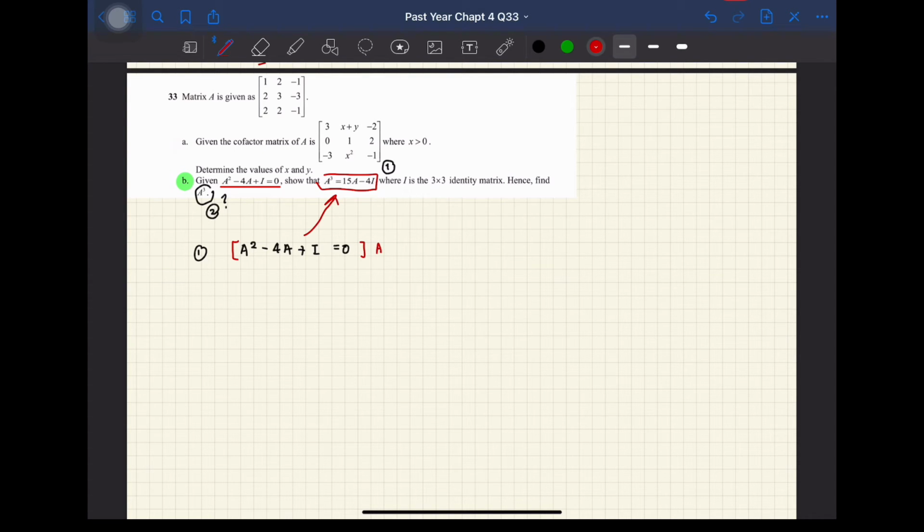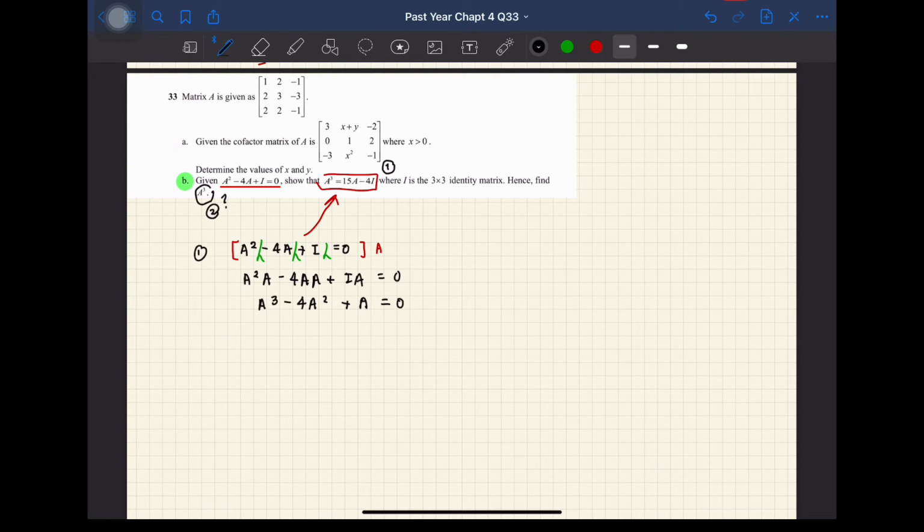So remember, when multiplying a matrix, into every term, dia mesti duduk dekat belah yang sama, dekat tempat yang sama. So if I'm going to put the A on the right hand side, semua pun akan letak dekat belah kanan juga. So awak akan dapat A square times A minus 4A plus identity times A is equal to 0. So A squared times A is A cube, and then A times A is A square, dapat 4A square. And then identity times a matrix is equal to that matrix, which is equal to 0.